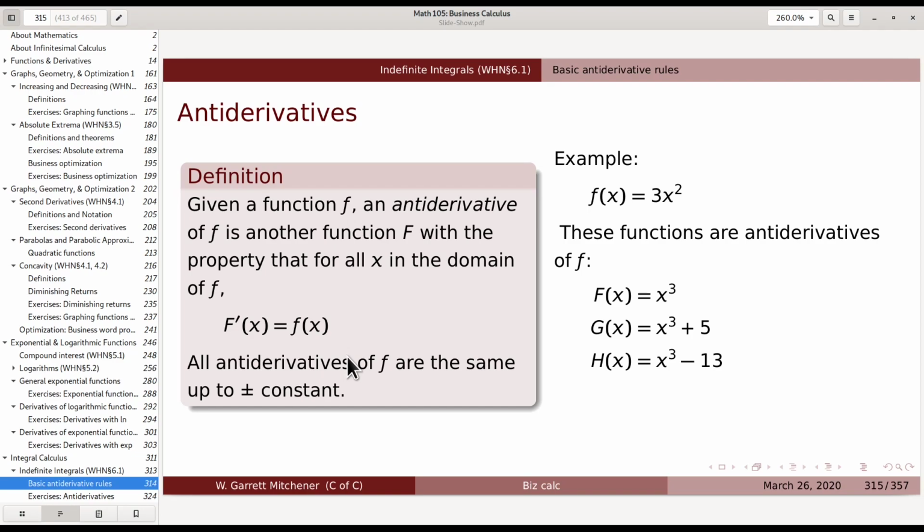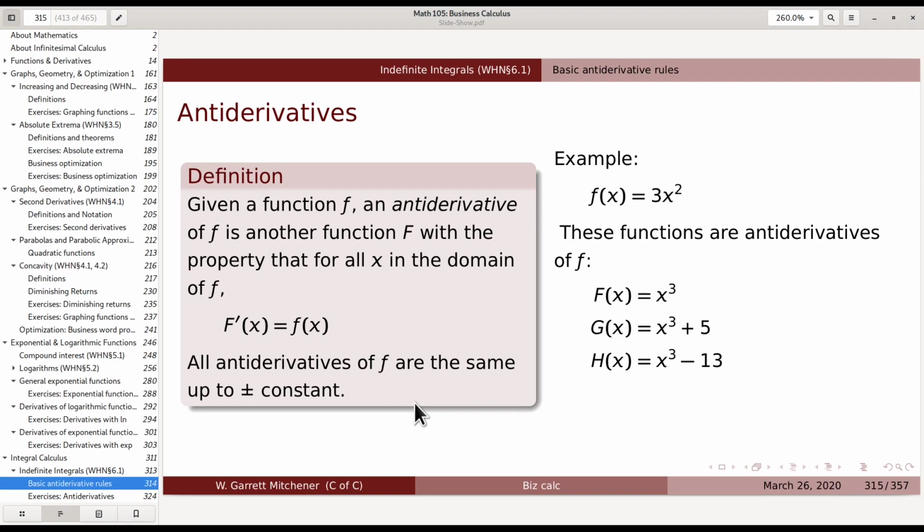Given a function little f, an antiderivative of little f is another function big F with the property that for all numbers x in the domain of f, big F prime of x is little f of x. In other words, the antiderivative of little f is a function whose derivative is little f. So we are going essentially the reverse of taking a derivative to get to an antiderivative.